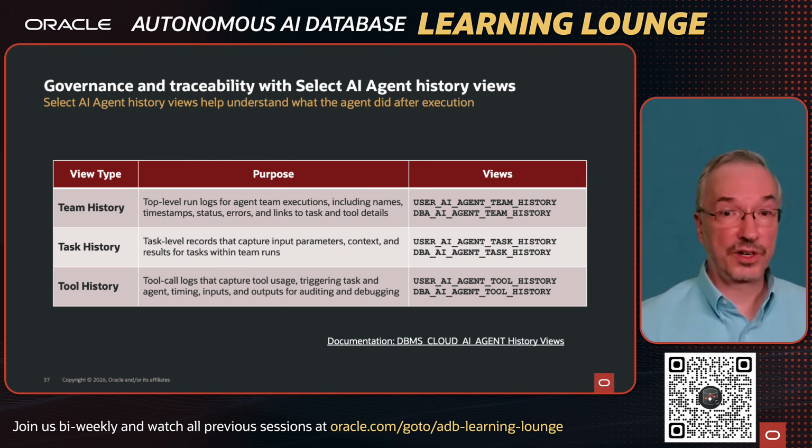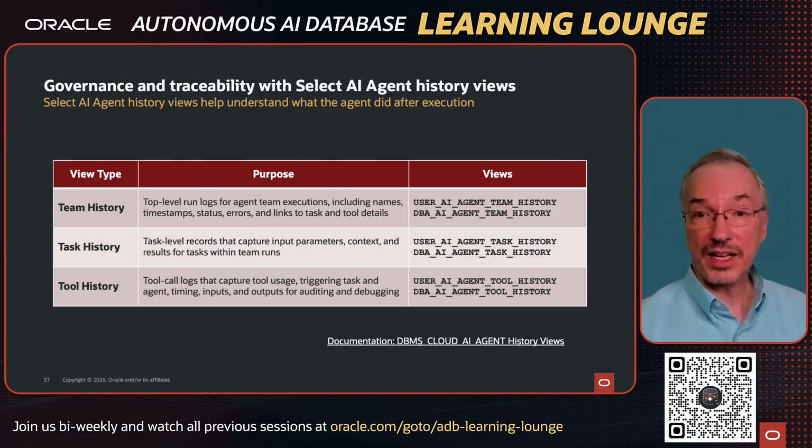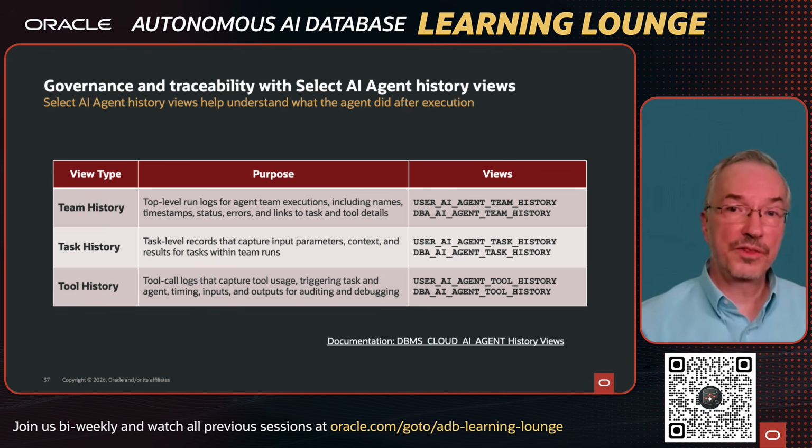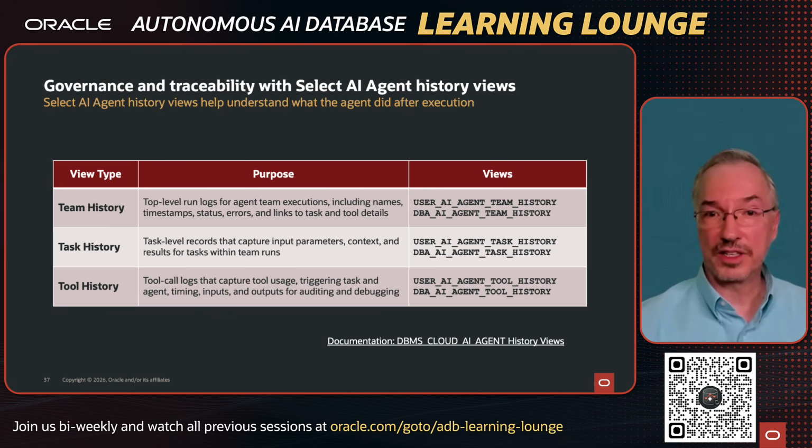The task history view goes one level deeper. It captures task level information, including the input parameters, context, state, and results of individual tasks within a team run. And the tool history view provides the most detailed level of traceability. It records tool calls, including which agent and task triggered the tool, when it ran, what inputs were provided, and what outputs were returned. Together, these views help with governance, auditing, debugging, and operational transparency.